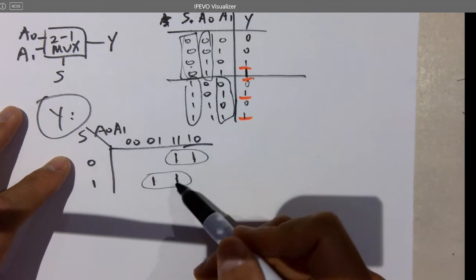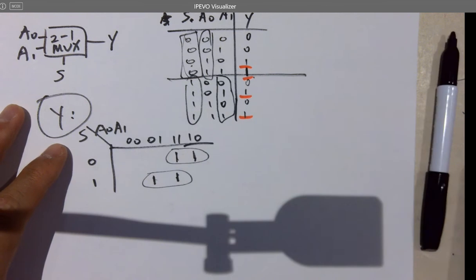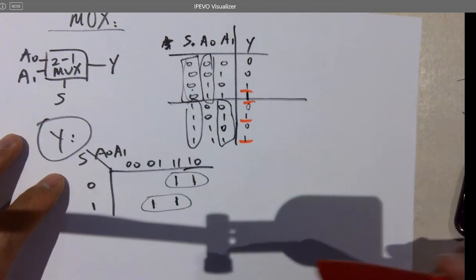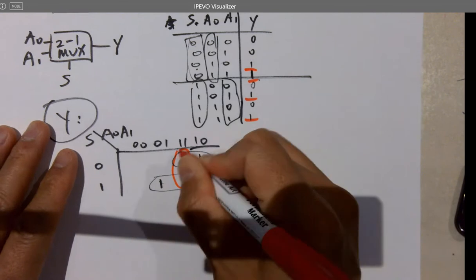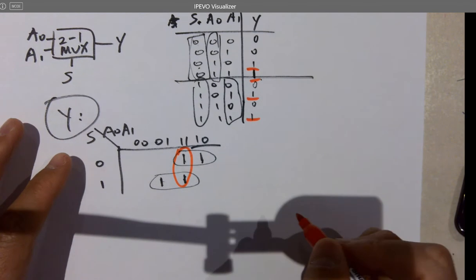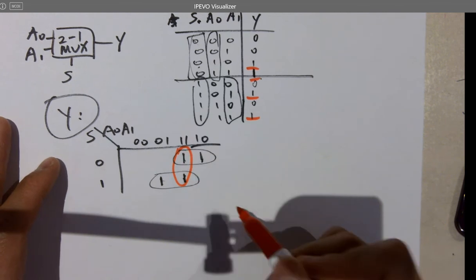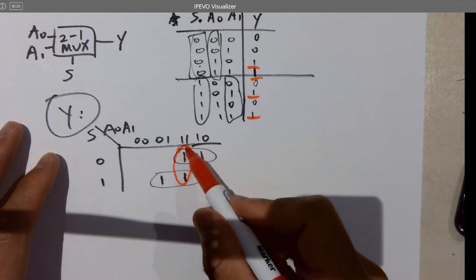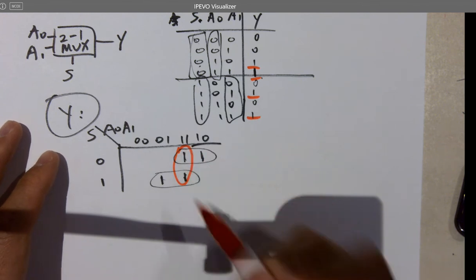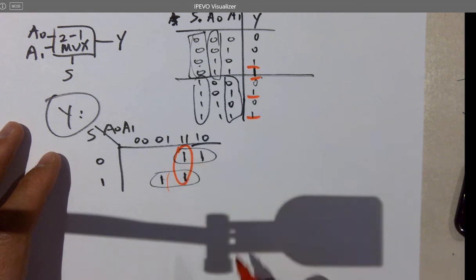You can do this, but what's the problem? That's a static one hazard. So we want to group these two to avoid the hazard, which is going to add one more term in here, right?